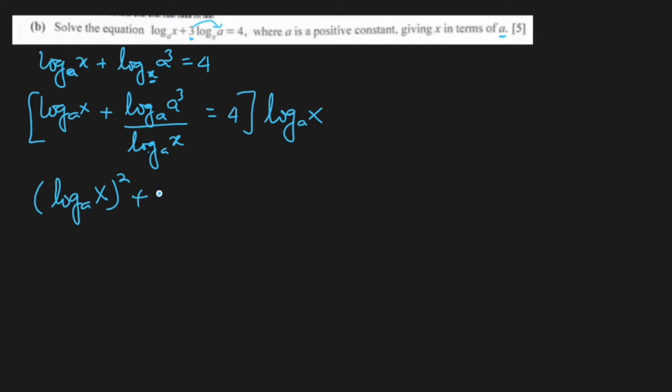So it will be just 3. Yeah, because this and this neutralized, just 3 left, and this log base a x is cancelled with this one. Equal to log base a 4 log base a x. All right. Now this looks very odd. Let me put everything to the left and then it will become a little easier to understand.